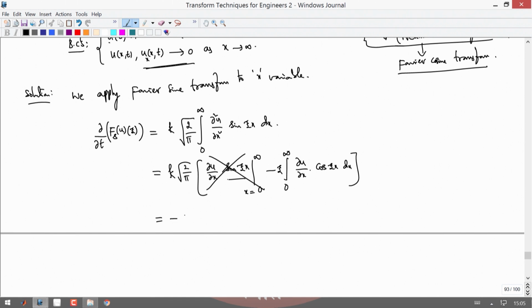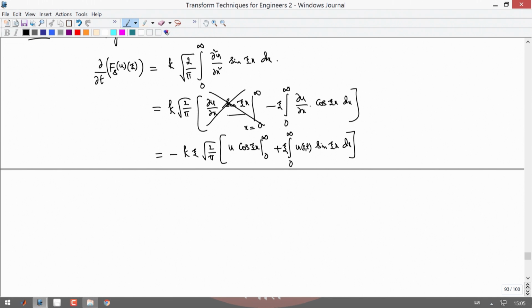So, you end up getting kξ root 2 by pi, integral 0 to infinity. Again, if you do integration by parts one more time here, you get u cos(ξx), and minus the integral from 0 to infinity. Again, cos(ξx) you are going to differentiate, that becomes minus sin(ξx) dx, times u of x, t. When you differentiate cos(ξx), this is going to be minus sin(ξx), and that minus in the integration by parts is going to be plus.